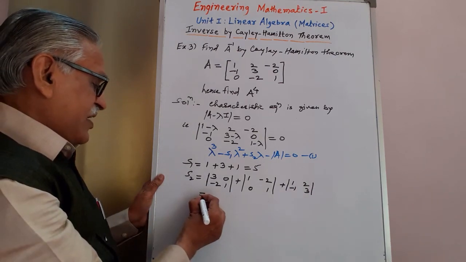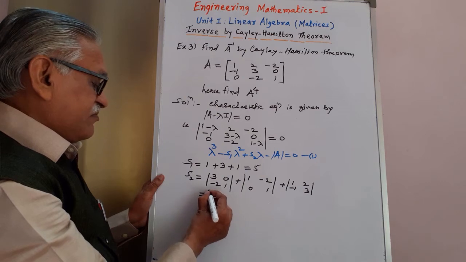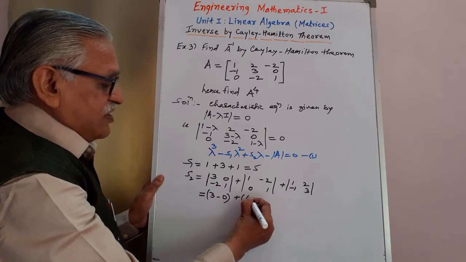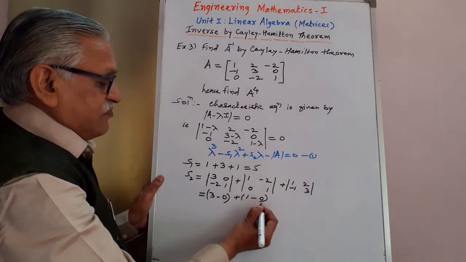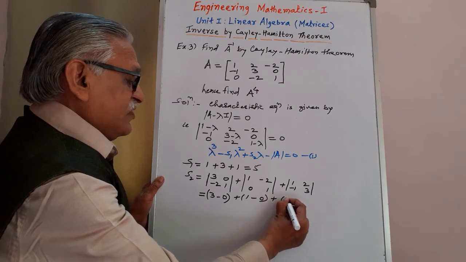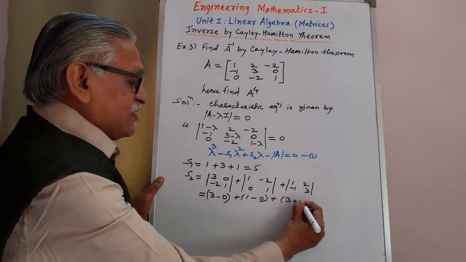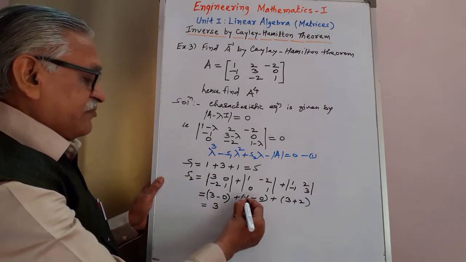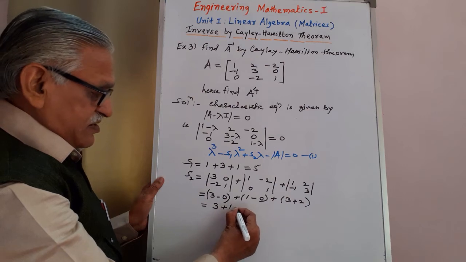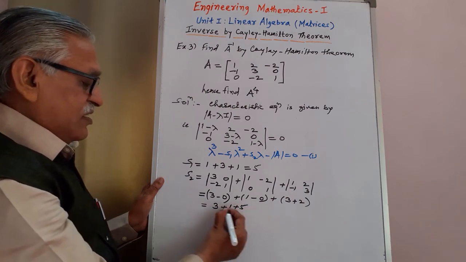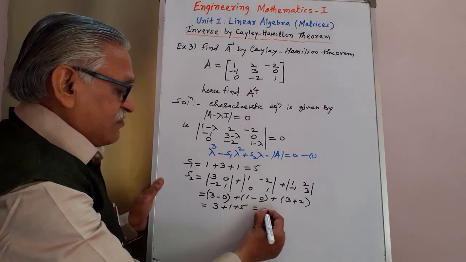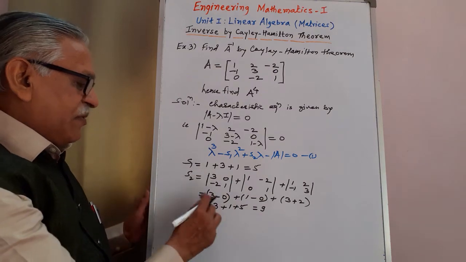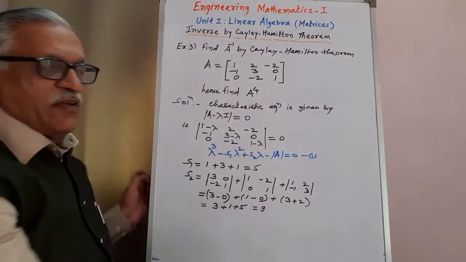And therefore if you simplify it, 3 ones are 3, minus 0, 1 into 1, 1, minus 0, plus 3 ones are 3, minus it becomes plus 2. And therefore if you simplify it, it is 3 plus 1 and plus 5. 8 plus 1, we get that value as 9. This is the value for s2, the sum of the minors for the principal diagonal elements.